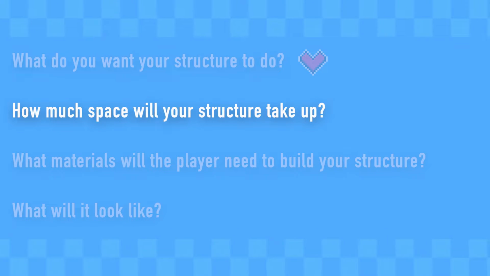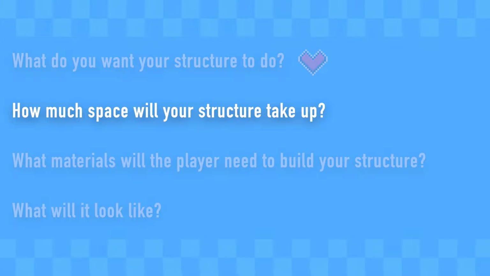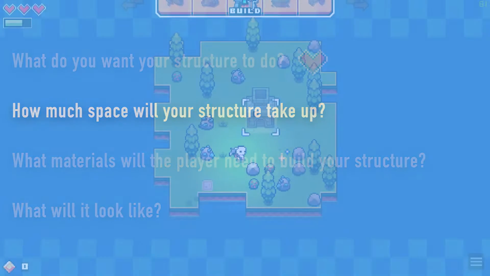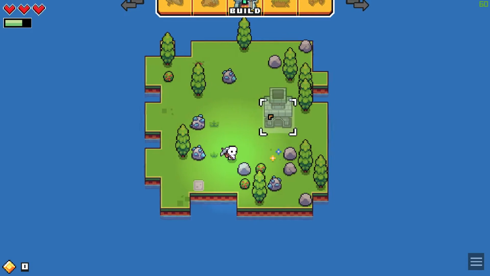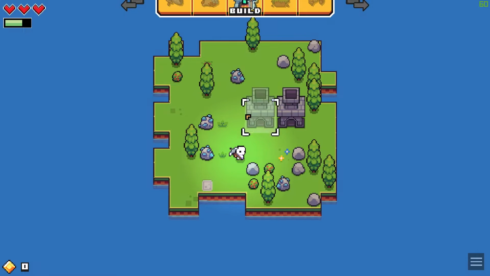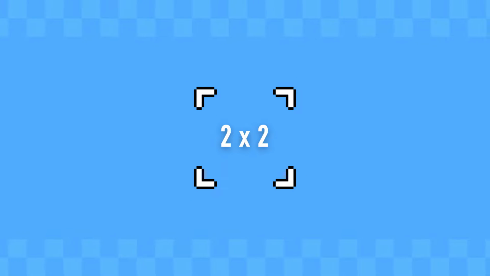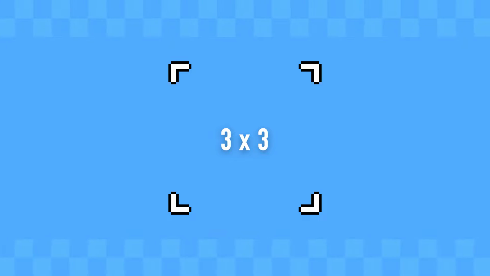How much space will our structure take up? All structures in Forager occupy space in a grid-like fashion. You may have noticed this while playing the game yourself. When you place a structure in the world, it kind of snaps in place. Our structure will adhere to this grid also. On this grid, a size of 1 means that a structure occupies a single grid cell. A size of 2 means that a structure takes up 4 grid cells in a 2x2 square. A size of 3 will occupy a 3x3 square, and so on.